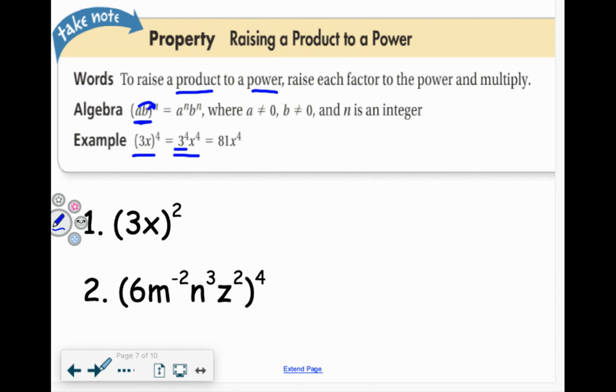So let's try number 1 here, right? Think about distributing that. This is really 3 squared x squared, which would give us 9x squared.